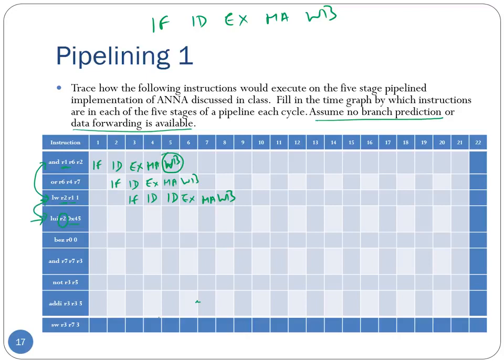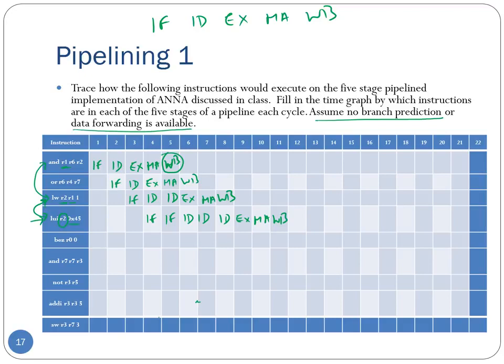So this LUI would fetch here, and it cannot move on to decode because decode is busy, so it will decode here. Now at this point load word is not yet finished writing, so basically LUI has to wait until the write back of load word, so it will be in decode until this point, and then it can move on to execute, memory access, and write back.